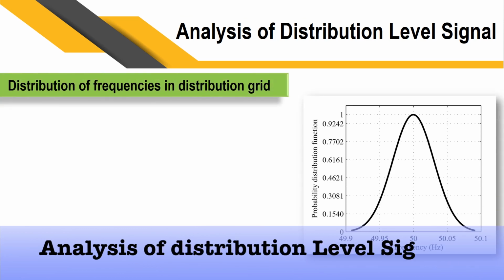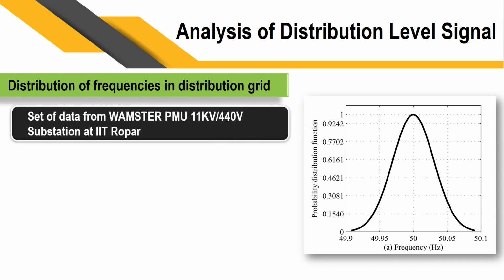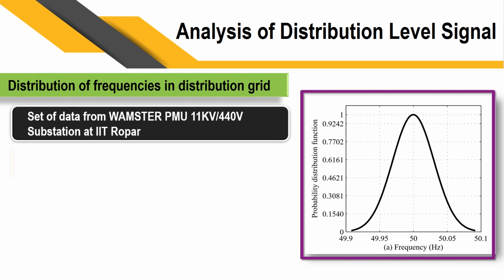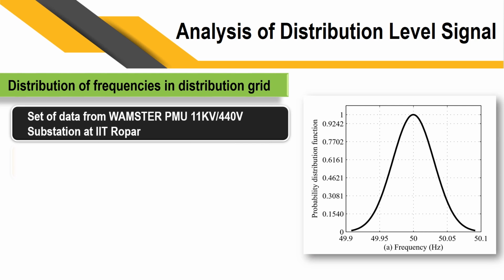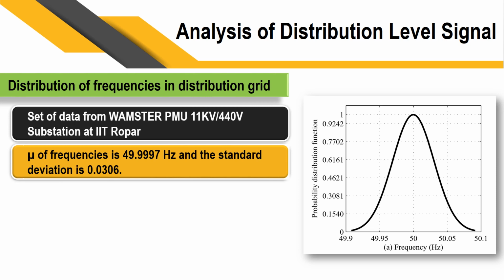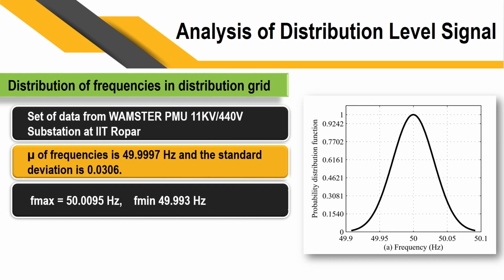So to this end, we have done some analysis on our distribution level signals. For that purpose, we have made use of a Wamster PMU, which is a handheld PMU installed at the 11 kV by 440 kV substation at IIT Ropar. What we did was capture a lot of data from that PMU, and then we tried to calculate what is known as the probability distribution curve. If we see, the frequency is following a bell-like curve, where the mean is approximately at 50 Hz, which is our nominal grid frequency, and the standard deviation is found to be about 0.0306. Which means the maximum and minimum frequencies obtained from this analysis of the distribution level PMU were 50.01 and 49.93.